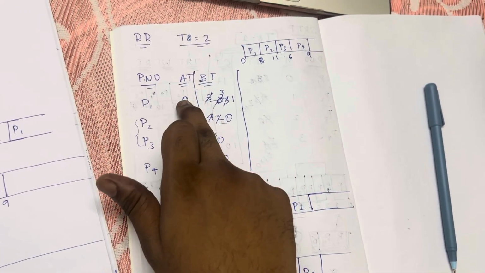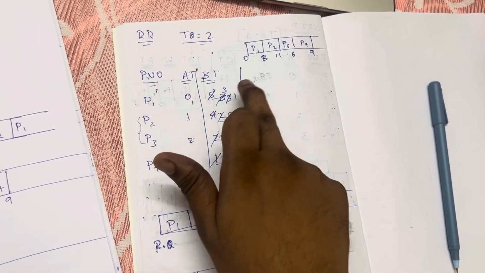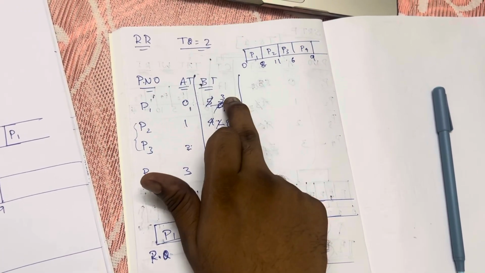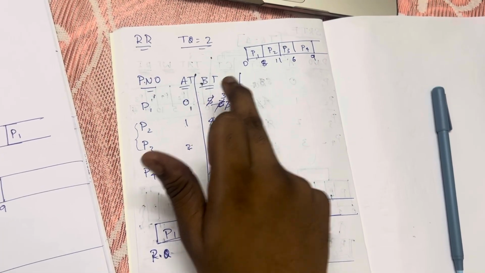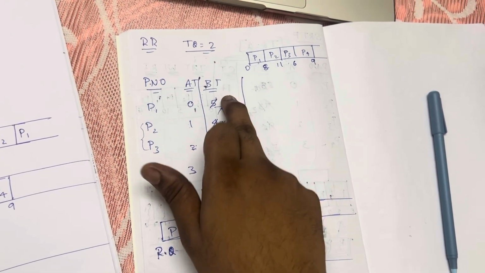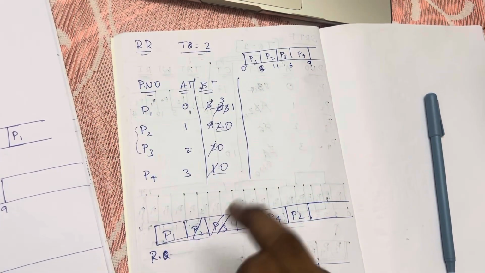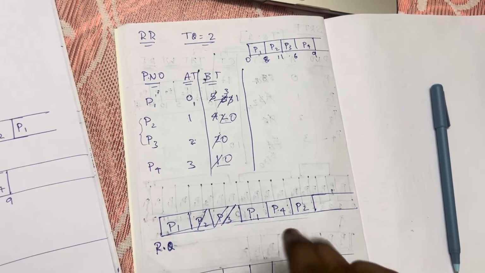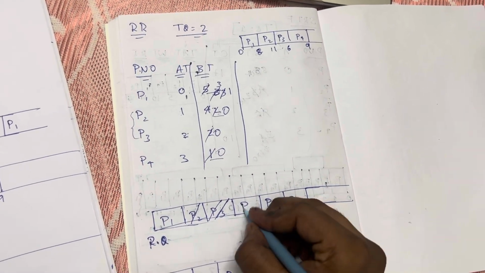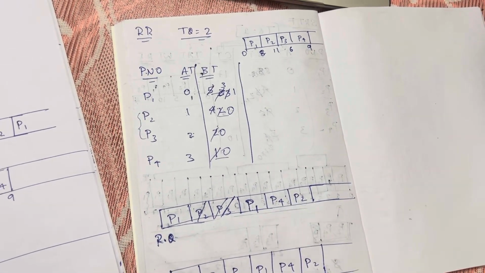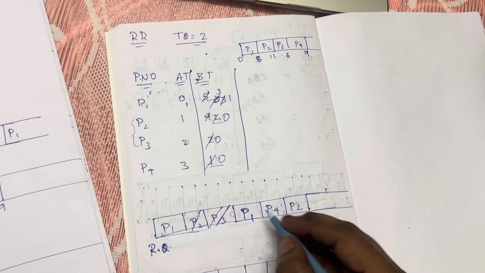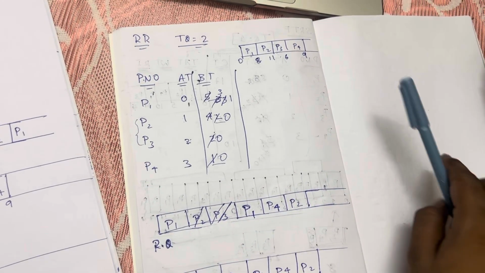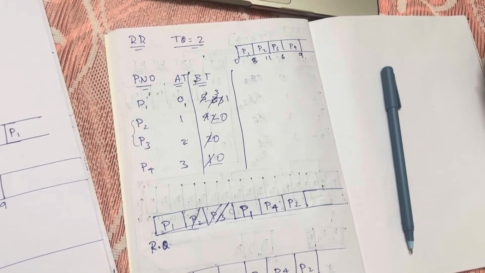At P1 the arrival time is 0, so it goes to BT, estimated arrival time. At the estimated arrival time it is 3, because 3 is bigger than 2, so it is waiting. So we have to write the waiting chart here. P1, it is waiting, and next P4 is also waiting. Then initially comes P2.